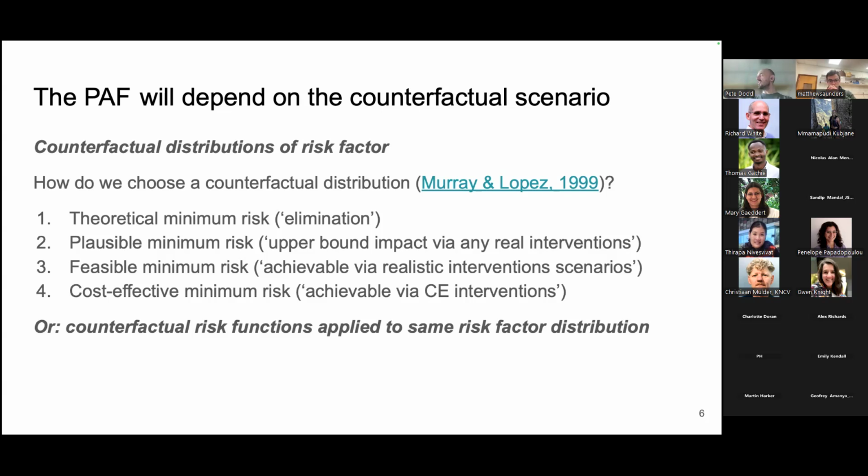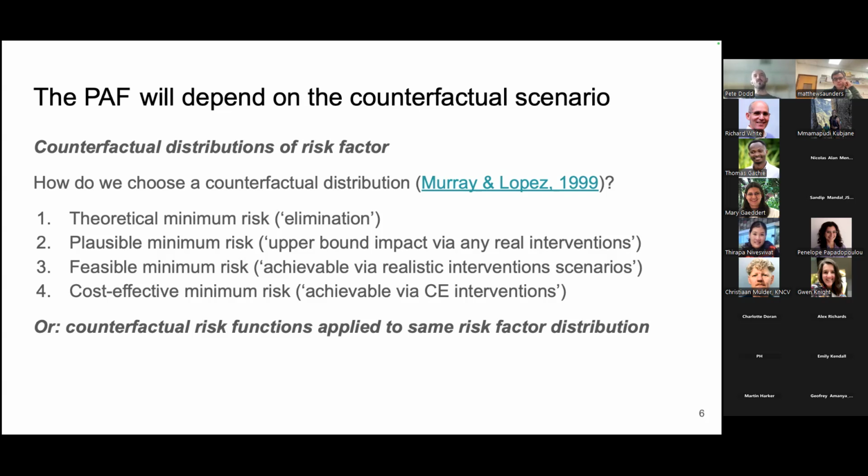And then their third category, the feasible minimum risk counterfactual, is thinking about what could you achieve with schedules or combinations, rollouts that could be doable in the real world, but only if resource was not an obstacle. And then lastly, they think about a cost-effective minimum risk counterfactual, where you restrict yourself only to rolling out interventions which are cost-effective in whatever settings.